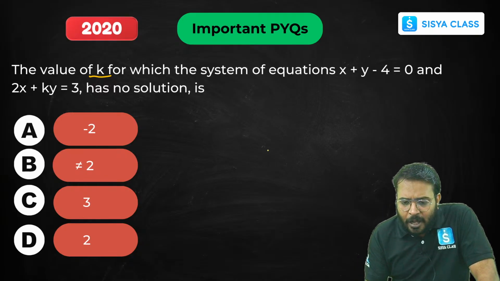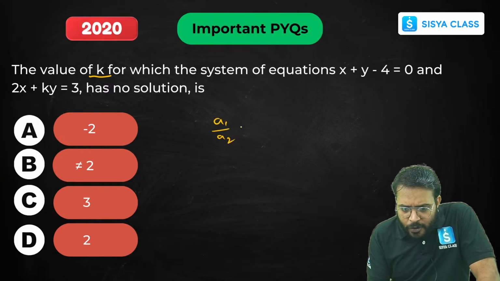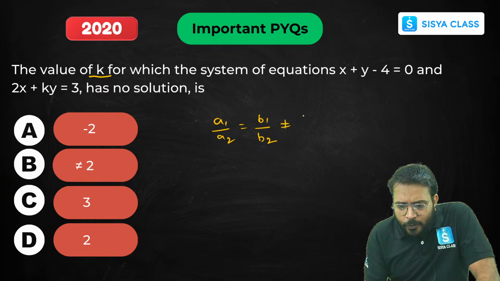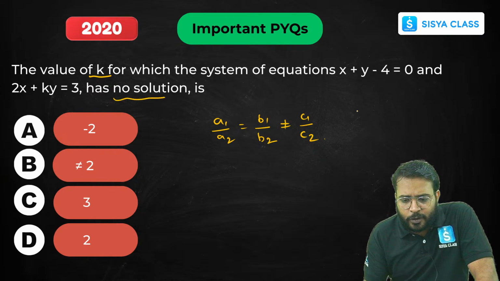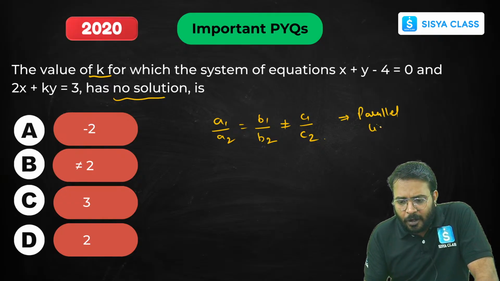Parallel lines means the condition is what? Here a1 by a2 should be equal to b1 by b2, but should not be equal to c1 by c2. Yes or no? This is the condition of no solution. No solution is for the parallel lines, right?